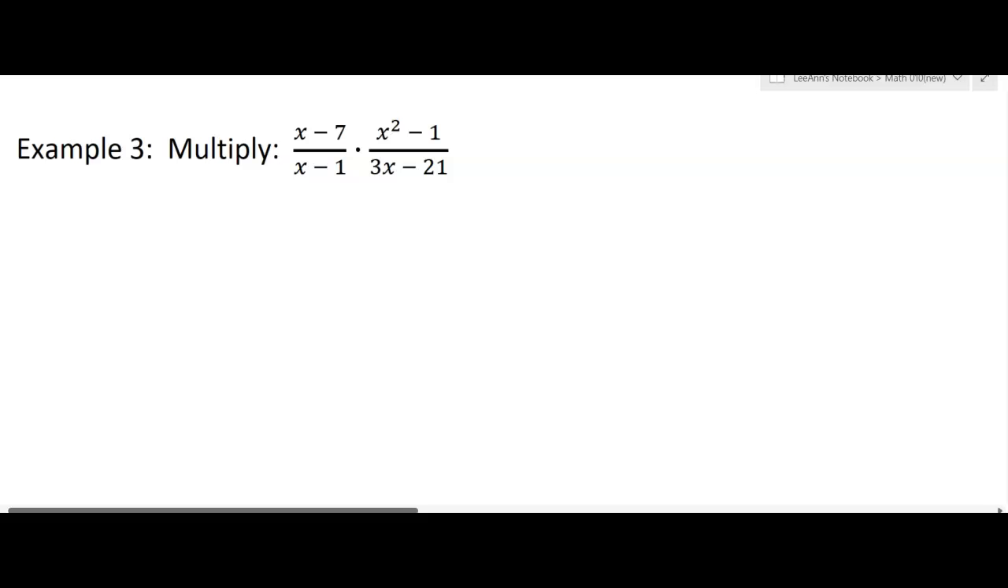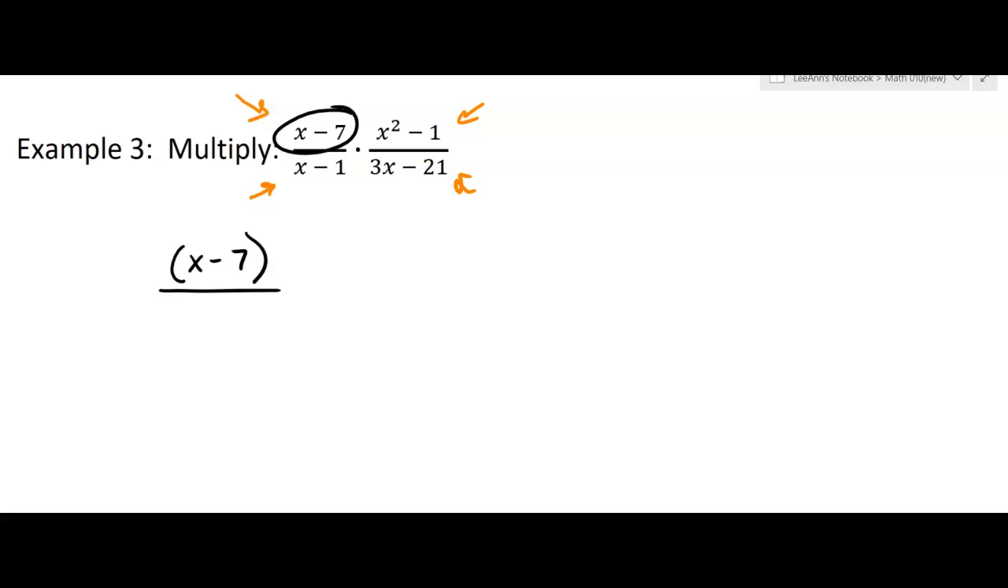So sometimes you don't have to factor because it's not factorable. So we have 4 pieces to this multiplication problem. We have the first numerator, the second numerator, the first denominator, and the second denominator. And so we're going to factor what we can factor. All right, x minus 7. Yeah, that's not going to factor. It's just a binomial. It's not the difference of squares or anything. It's just x minus 7. I do put in the parentheses to help remind me that that is a factor.